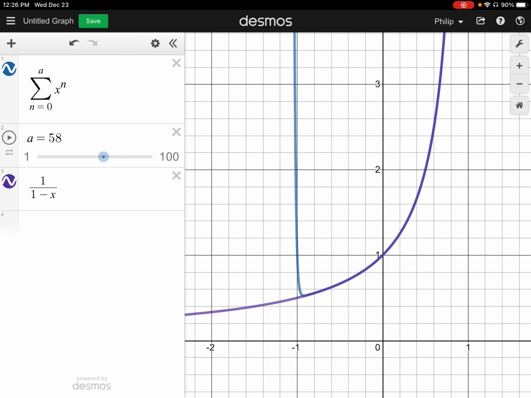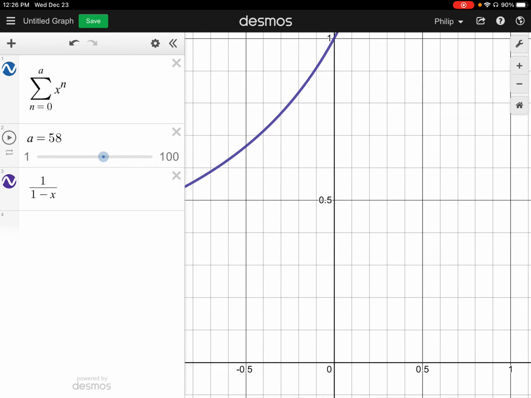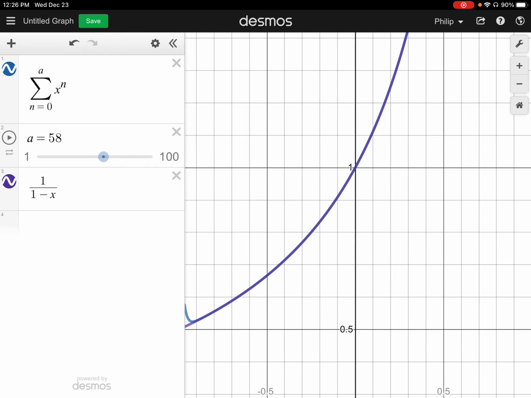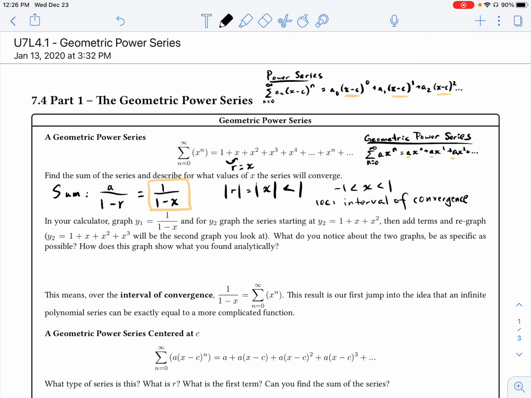And in fact, what did we say our interval of convergence was? We said from -1 to 1. So let's zoom in really close to that. Between -1 and 1, what are we noticing? That this sum and that series are practically indistinguishable from one another. And as we get closer and closer to infinity, you won't even be able to tell the difference between the two. And this is so important because this is our first jump into the idea that an infinite polynomial series can be exactly equal to a more complicated function.